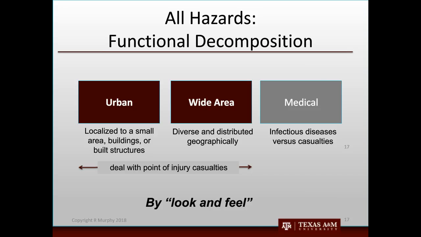Now, you'll hear something called all hazards. The all hazards approach asks what every single disaster you can think of has in common. A functional decomposition of all hazards is really by the look and feel. There's urban, where we're talking about a small area, our buildings and built structures, something like the World Trade Center or the parking garage collapse in New Jersey. Then you get a wide area, where lots of stuff is going on: your hurricanes, your earthquakes, your tsunamis. You've got multiple geographical areas and multiple things going on.